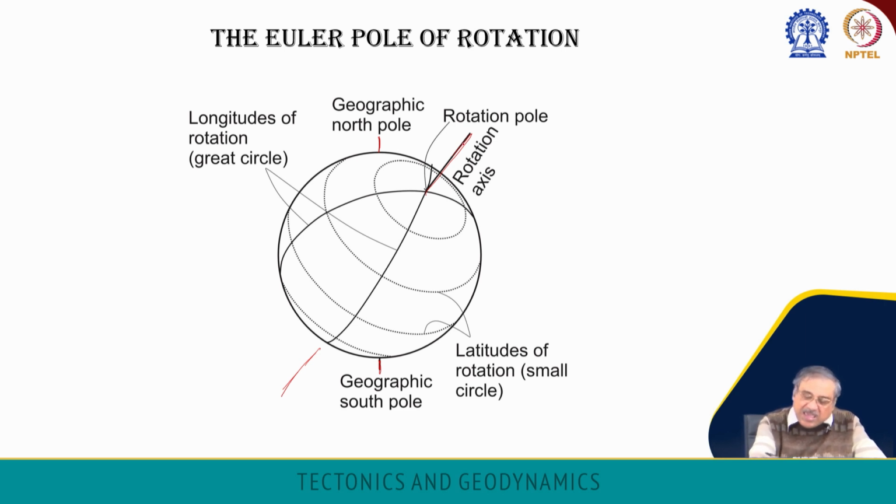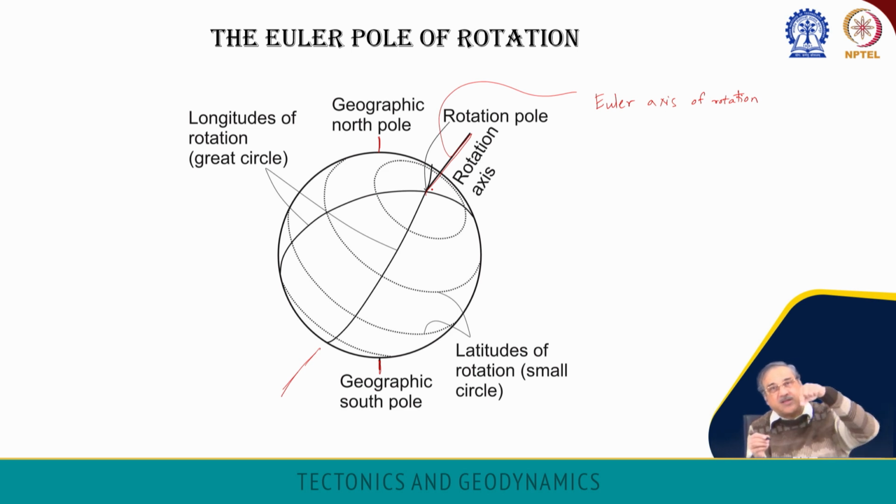So this imaginary axis that we have is referred to as the Euler axis of rotation. Okay, it's called the Euler axis of rotation. Now, this Euler axis of rotation actually passes through the center of the Earth, and as it passes right through the Earth, it penetrates the surface of the Earth at 2 points.